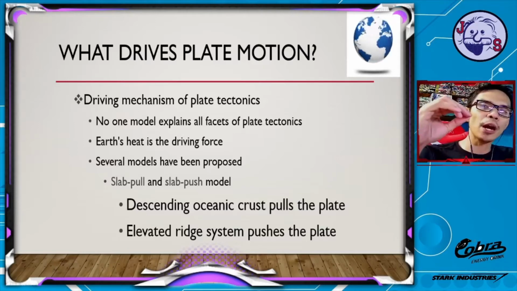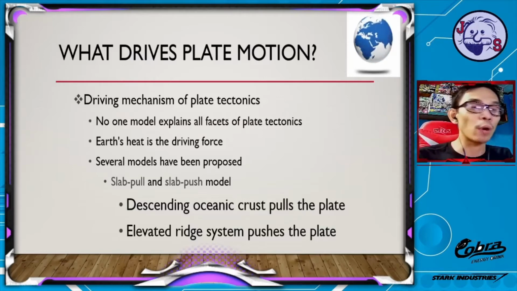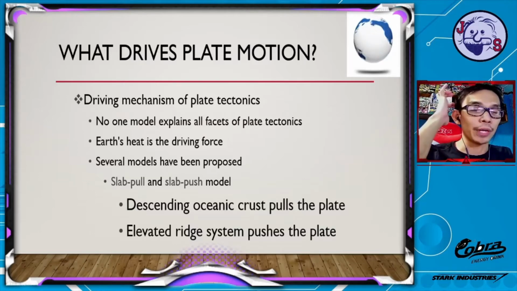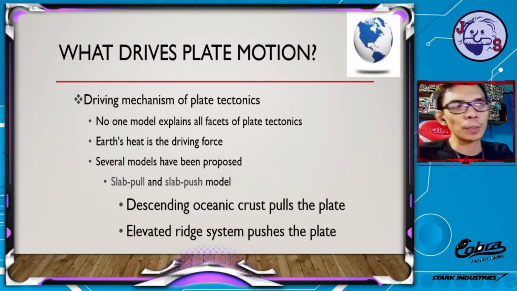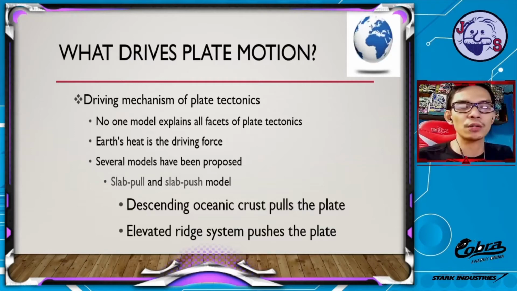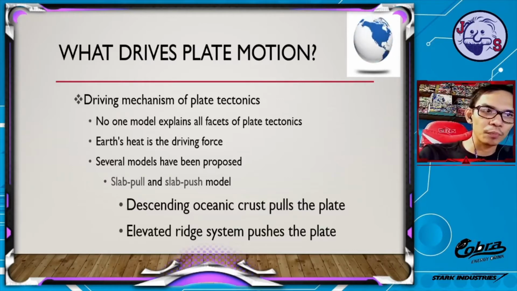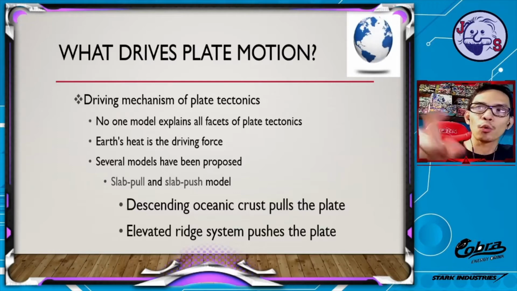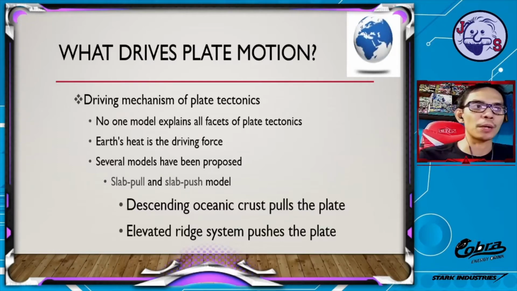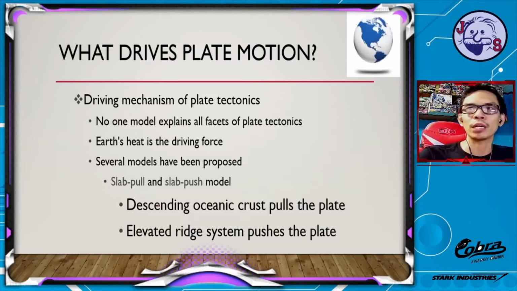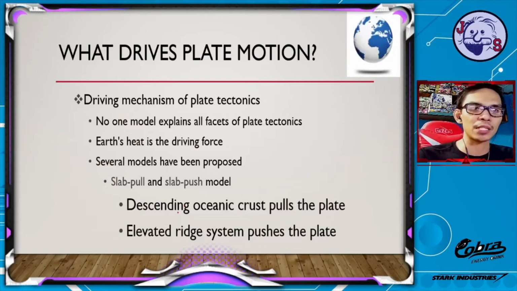So there are several models that have been proposed, and one of those is the slab pull and slab push model. So what are these? If you recall our previous video lesson about types of plate boundaries, this has something to do with our topic today, because one of them is the convergent boundary. In the convergent boundary, there are events happening that are part of the mechanism of plate motion.